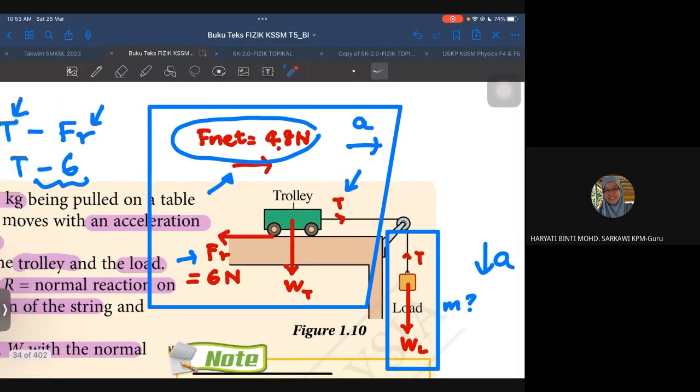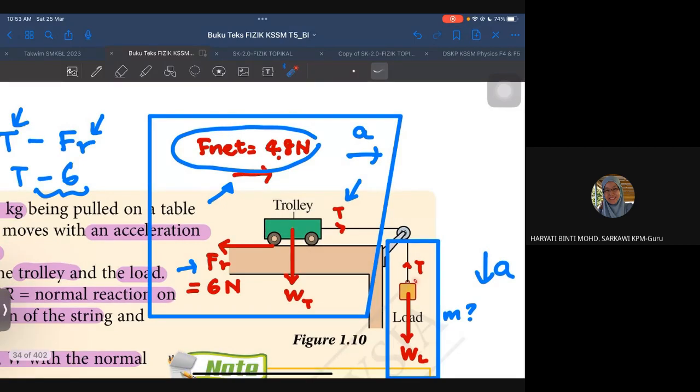Okay, you visualize the system. So when the lot is released, this lot will be falling downward. And since they are in contact with the string like this, through the pulley, it will pull the trolley also. But the trolley will not fall downward like that. The trolley will be moving to the right. The lot will be moving downward with acceleration. Faham eh? So that's why I label acceleration for the trolley to the right and I label acceleration for the lot downward.